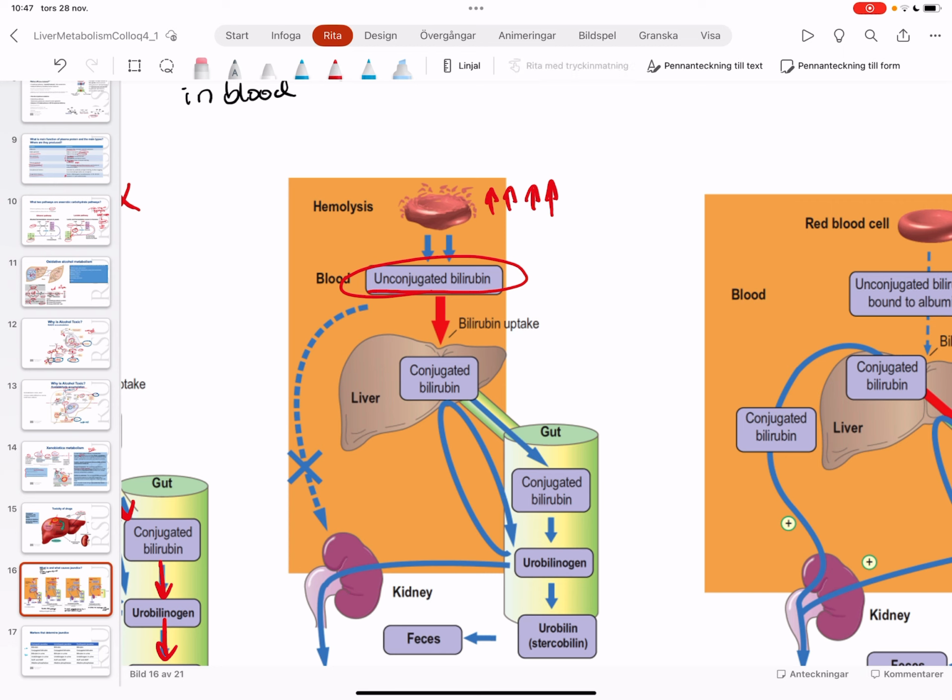But the conjugated bilirubin will then go to the gallbladder and then to the intestines, and we will get a lot of urobilinogen, and that will be excreted through the kidneys.